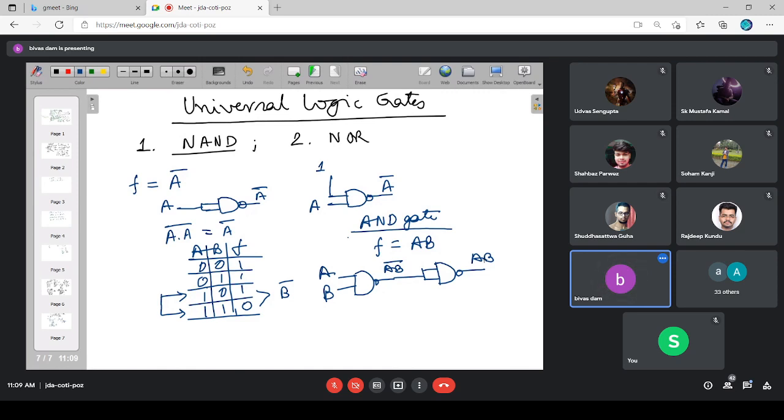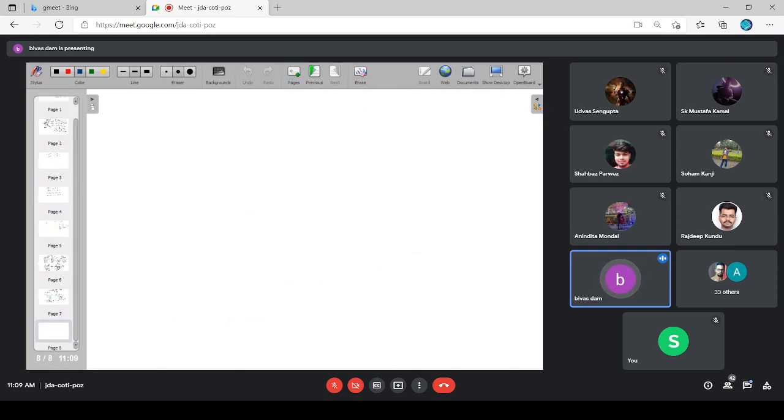Should I continue? Yes, sir. Fine. Thank you. Next, let us go for OR operation. That means F is equal to A plus B. You have to realize this using only NAND.